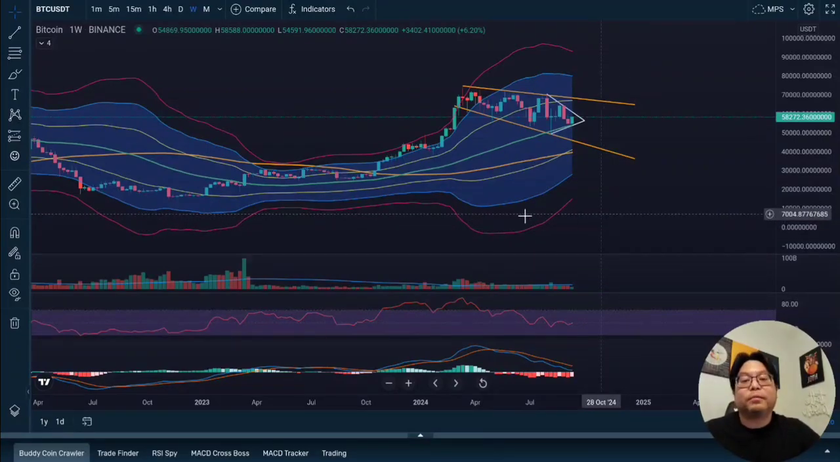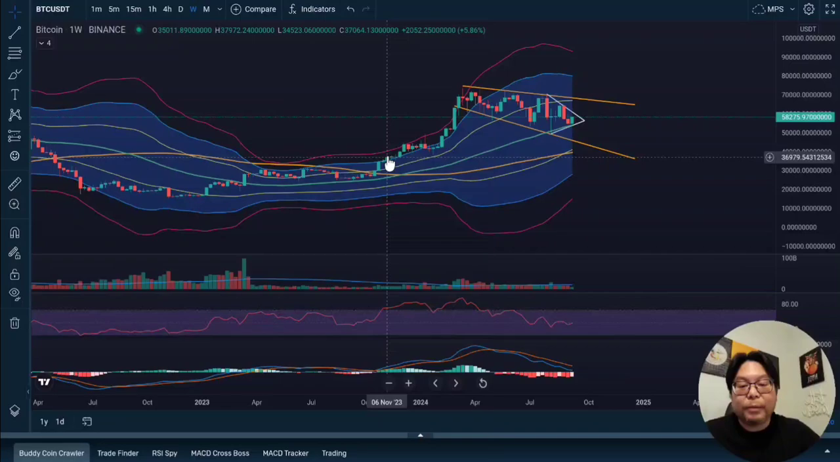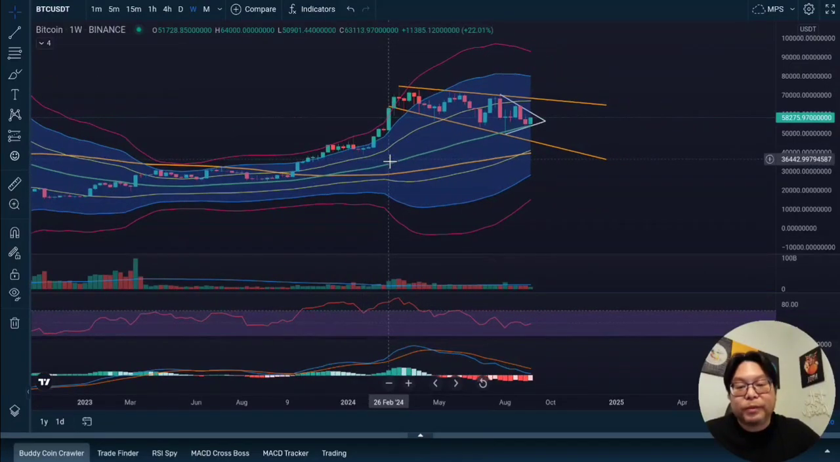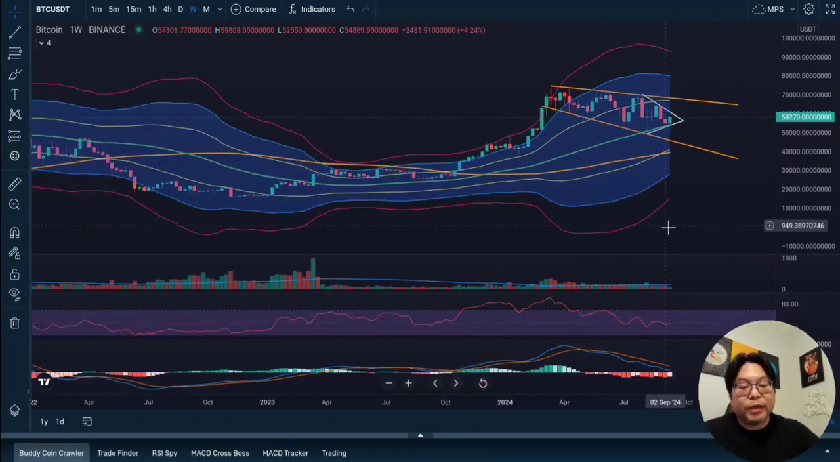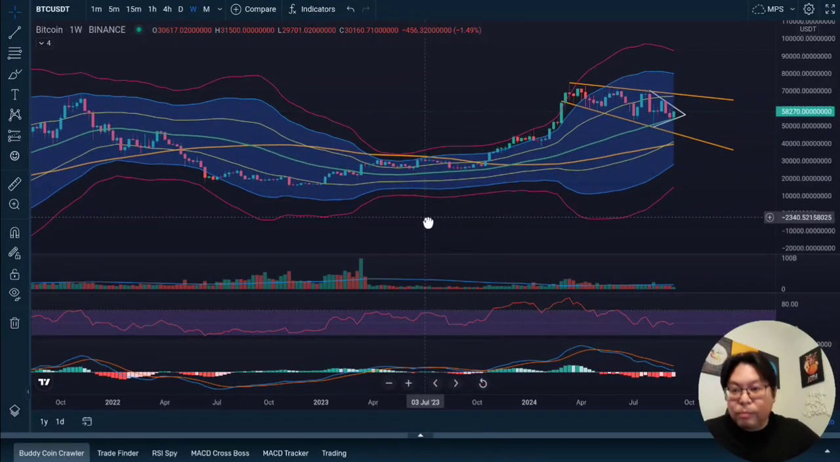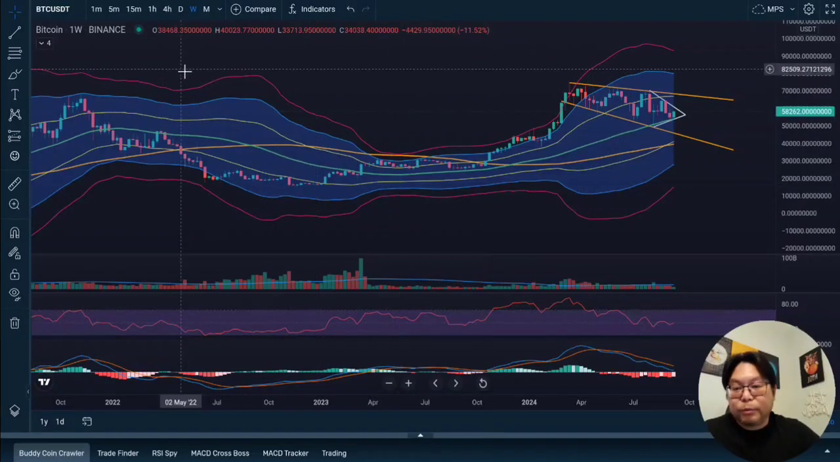This is the weekly chart, meaning each of these candles is weekly price movement. What I mean by that is, for example, this one candle right here, let's zoom in some more. This one candle right here, this is price movement up and down for a whole week. That's what that means, okay? So now this is the weekly chart.